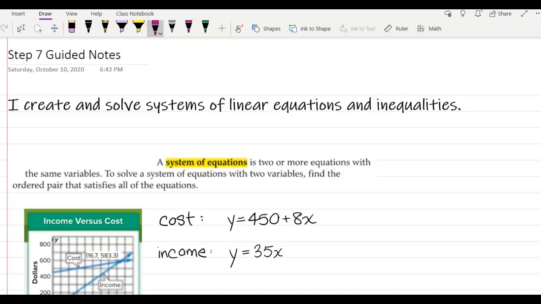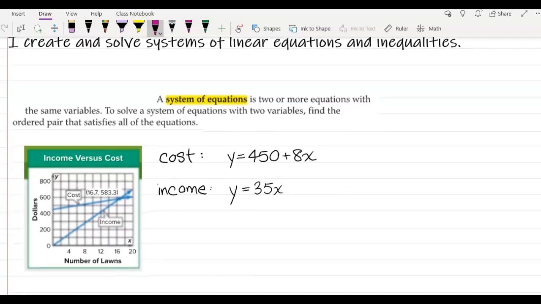Step 7, I can create and solve systems of linear equations and inequalities. We've been working with equations for several weeks now. A system of equations is just where we have two scenarios happening simultaneously, and we want to know when they intersect. For instance, in this first example, this is a real scenario.